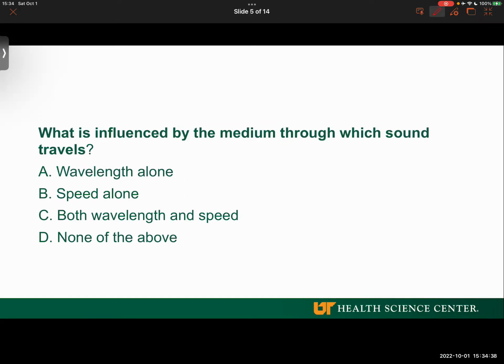The next question is, what is influenced by the medium through which sound travels? We mentioned here that there are different ways that the medium can affect. All of us know that the medium will affect the speed, but also through that equation, which is speed equals frequency times wavelength, if we change the speed, that will affect the wavelength.